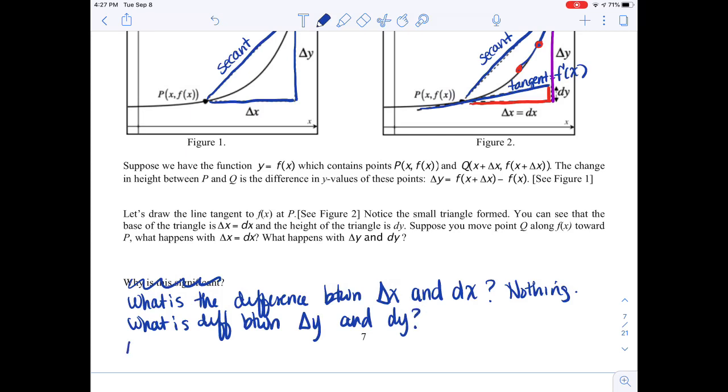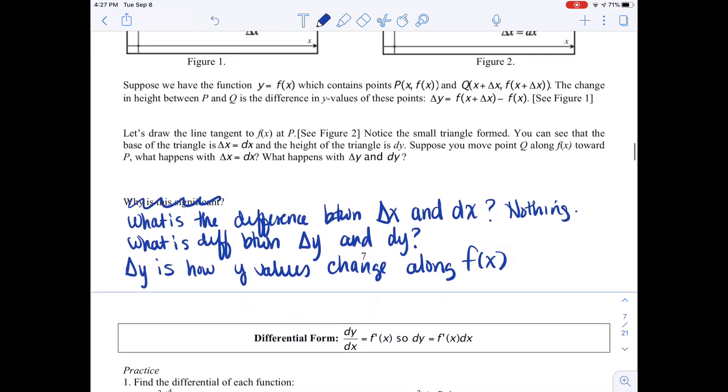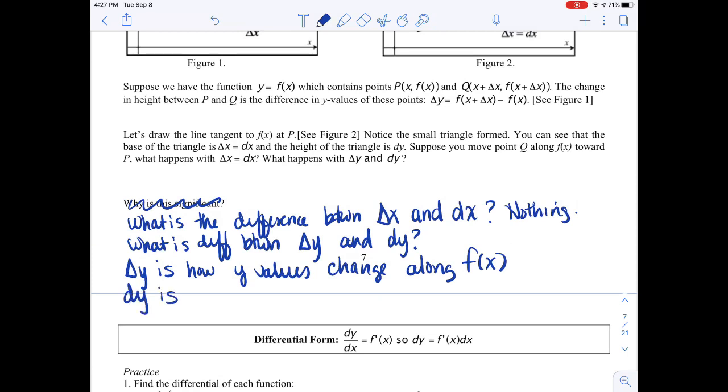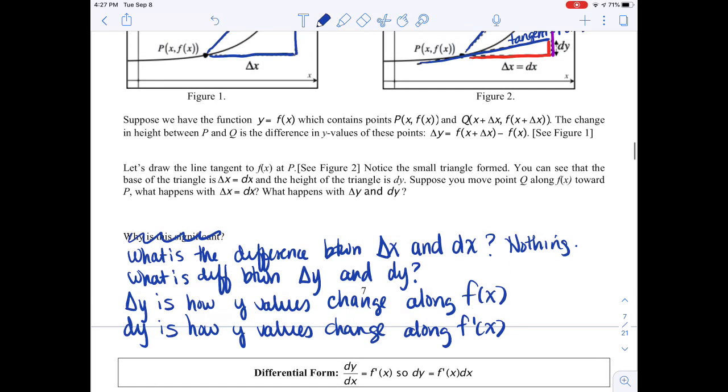Basically, delta y is how the y values change along f of x, whereas dy is how the y values change along f prime of x. Using dy is going to yield better approximations because you're talking about almost infinitesimally small changes in the value of x and the value of y. So that's the thing I want you to get out of this.